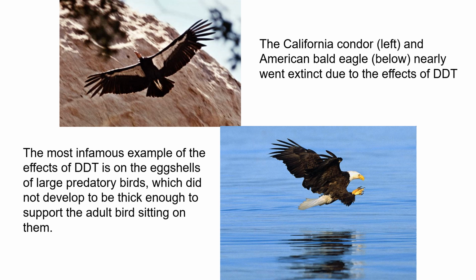So not the thick, sturdy shells that can withstand the weight of the parent bird sitting on them, right? That's what birds do. They lay eggs and then they sit on them to keep them warm. So in a bird that has ingested some quantity of DDT, they lay eggs with these very fragile shells. And so when the parent bird sits on these eggs, they all break. And so reproduction essentially comes to a halt.